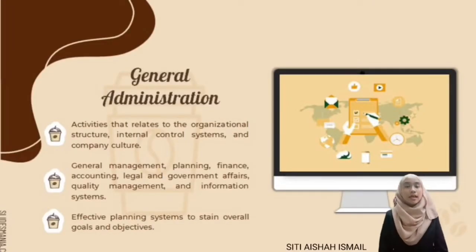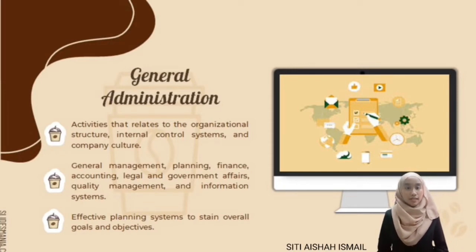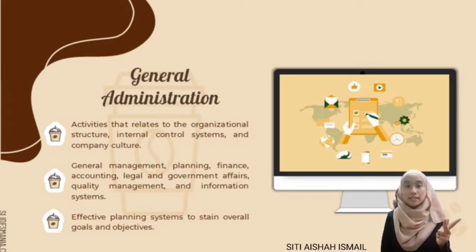First, let's look at general administration. General administration is also known as firm infrastructure. It relates to organizational structure, internal control systems, and the culture of the company, such as general management, planning, finance, accounting, legal and government affairs, quality management, and information systems. This administration typically supports the entire value chain and not individual activities alone.